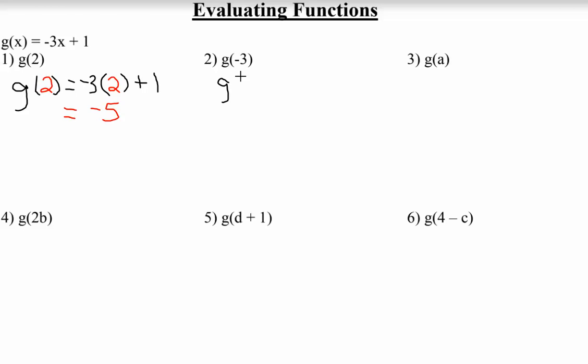So same deal, number 2. G of, I'm going to leave that blank because I'm going to change the color, -3 parentheses plus 1. And in this case, it's -3 that we're substituting in both places. And this equals -3 times -3 is 9, plus 1 is 10.